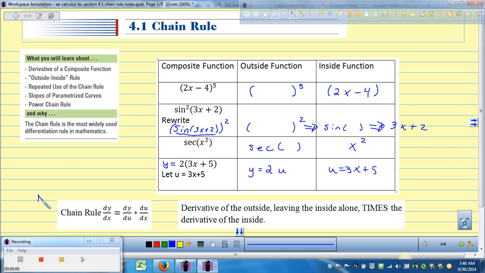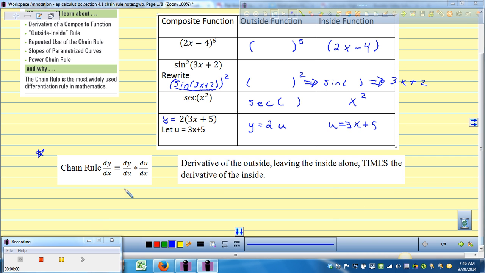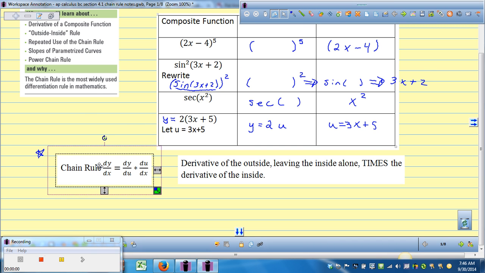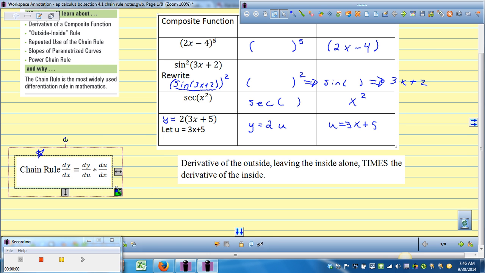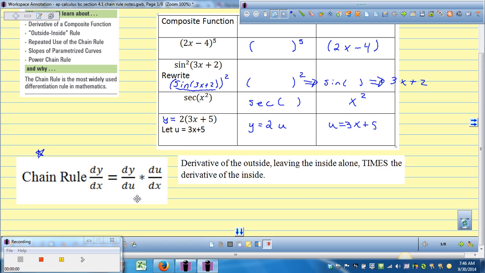Okay? So the reason it's helpful to think of it this way is because it leads us to this formal idea of the chain rule. Chain rule is used for composition functions. And if we are looking for dy dx, which means the derivative of y when the variable is x, then we can do dy du times du dx. Well, what happens when I multiply dy du times du dx? The du's cancel, and we are left with dy dx.